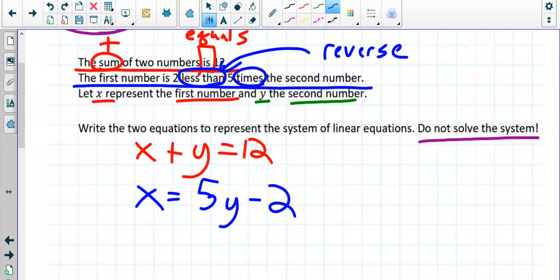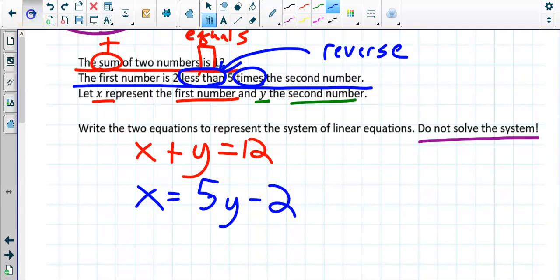Any questions on number 7? You are translating the sentences back into their symbols. It's like if you're having a phone conversation with a friend and this is what they said on the phone, what would you write down on your piece of paper? That's kind of the idea behind translation. Okay.